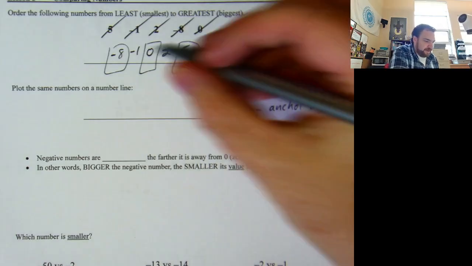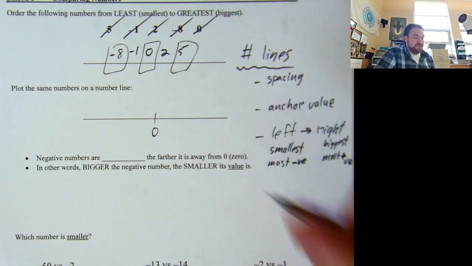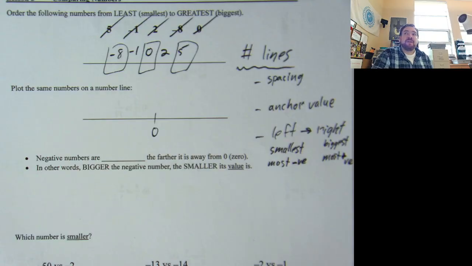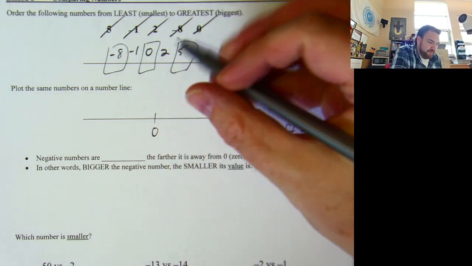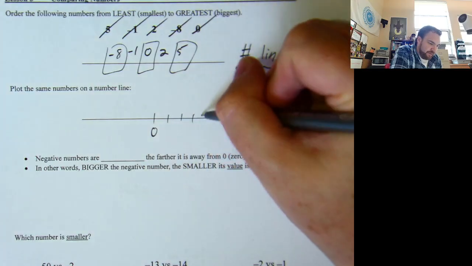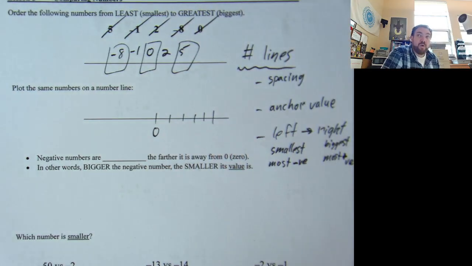So let's do this. If I'm going to anchor this at 0, if 0 is going smack in the middle, let's space these things out, shall we? We're going to go up to 5 and down to negative 8. 1, 2, 3, 4, 5. Place the things. What do I have to now place?